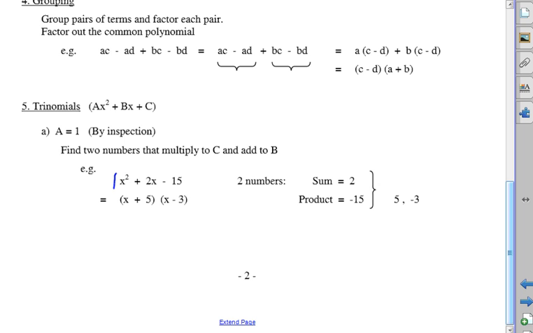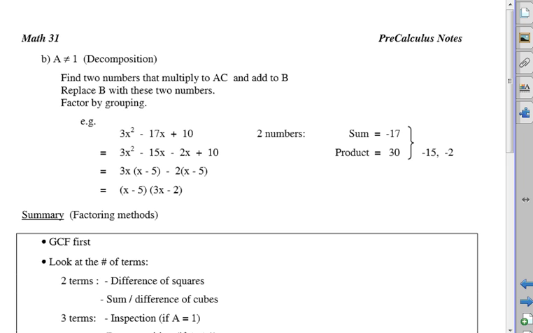And I know it's been a while since you guys seen math, so I do recognize that too. So that's a simple one. Remember, 2 numbers that multiply to the last and add to the middle. So it's sum to 2 and product of -15, so 5 and -3. And then there's decomposition. So complex trinomials, when there's not a 1 in front of x squared. Remember, the first thing we check for is always, before we do anything, when factoring, we check for greatest common factor.